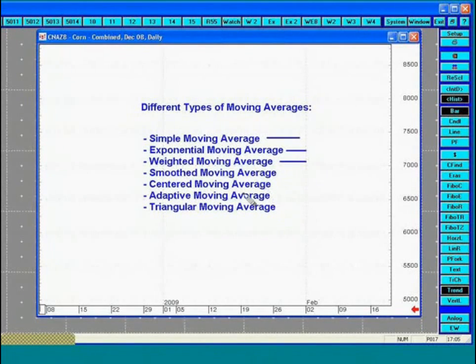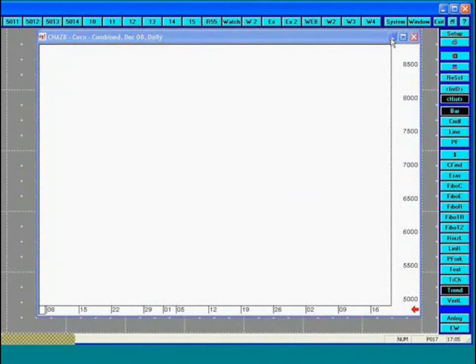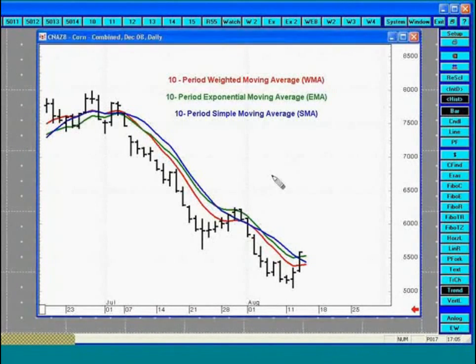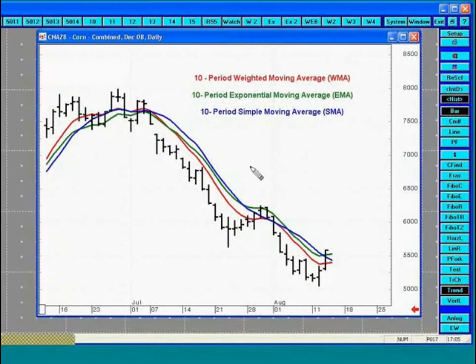So for tonight's webinar, I'm probably going to be spending most of my time examining these three: simple, exponential, and weighted, and primarily simple. The reason why is because this chart right here shows you, and it's color-coded, the red line represents a 10-period weighted moving average, okay? And then the green line represents a 10-period exponential moving average. The blue line is a 10-period simple moving average.